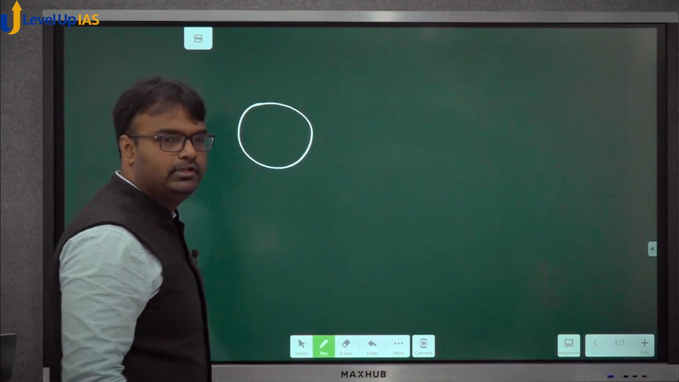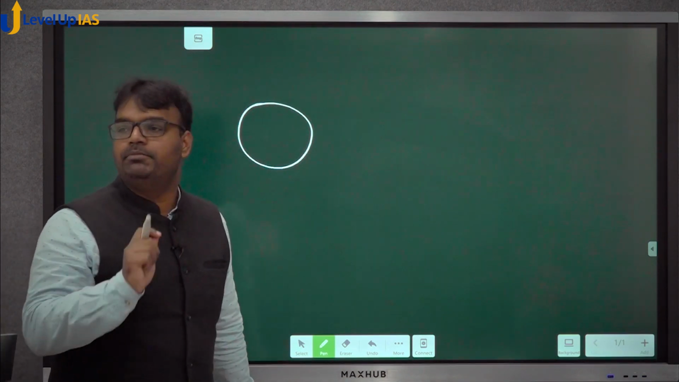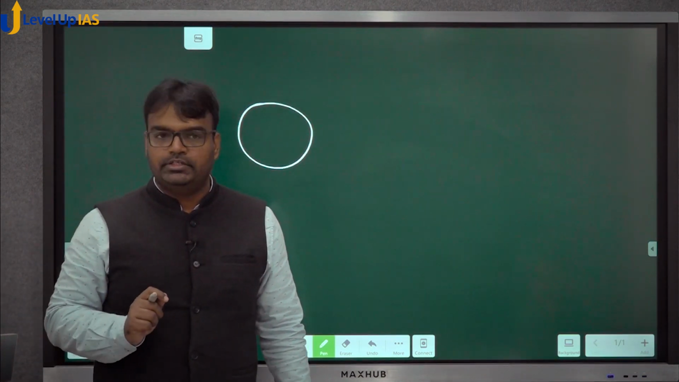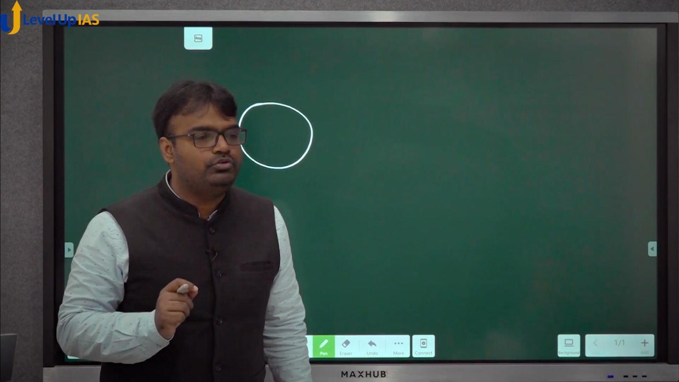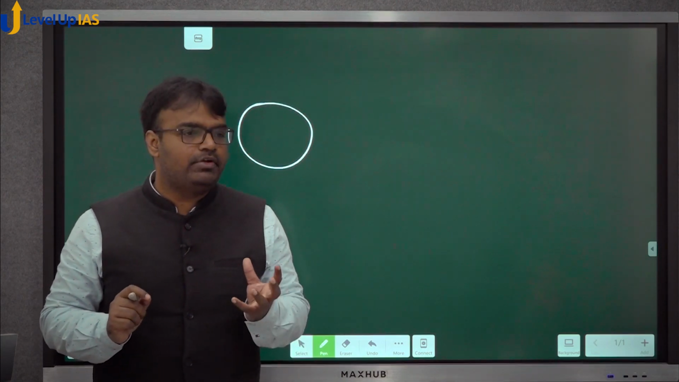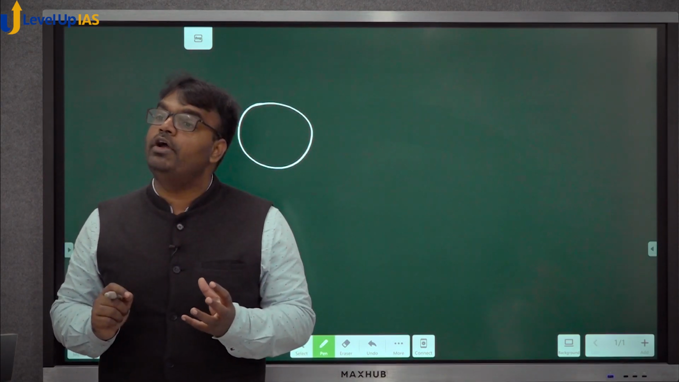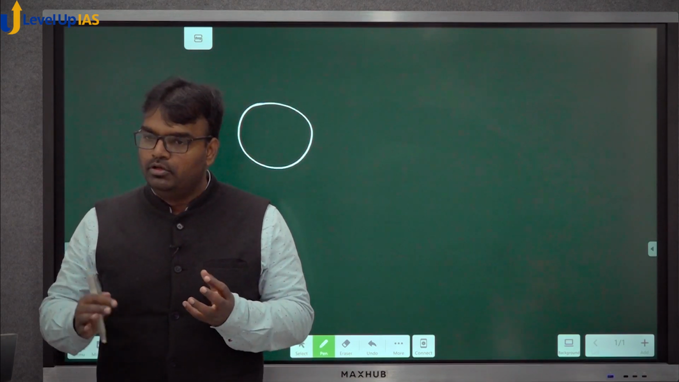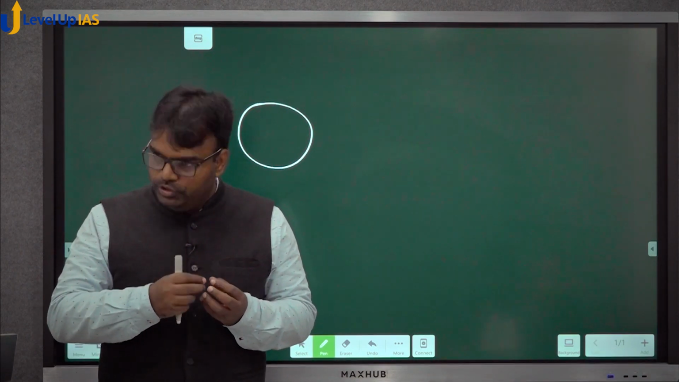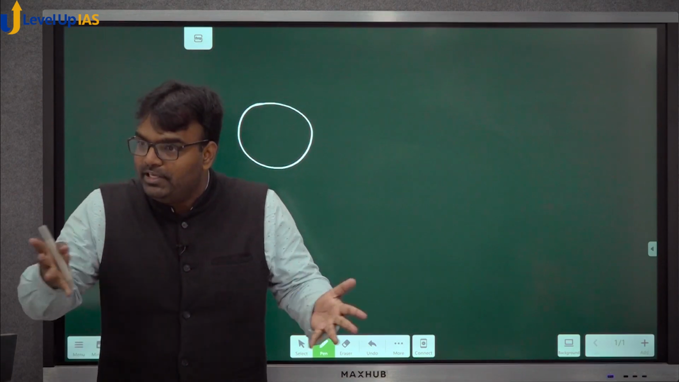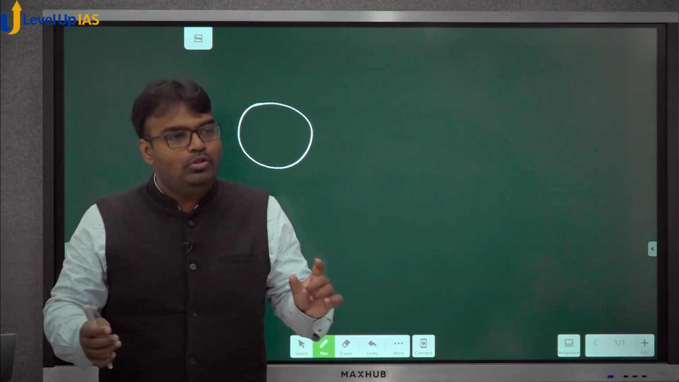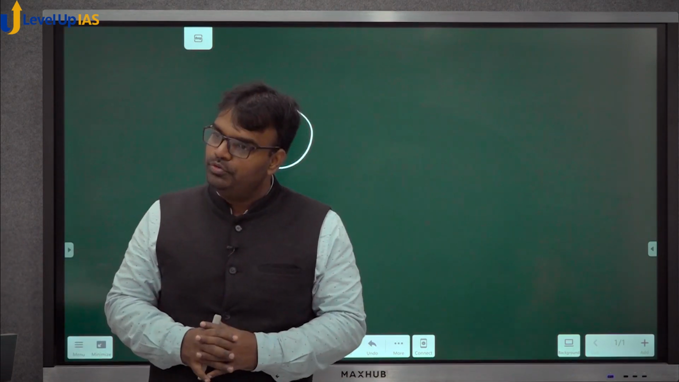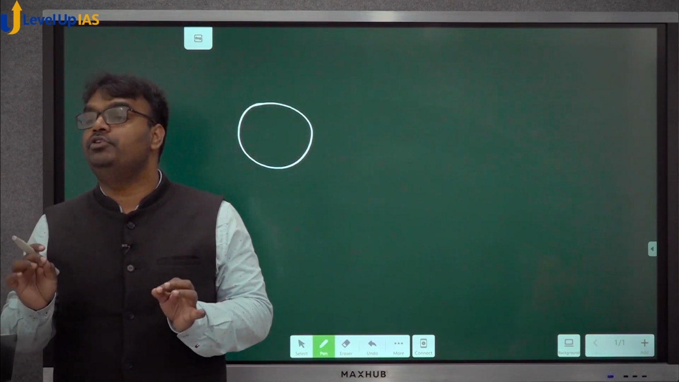Let me draw this cell. Cells are the fundamental unit of life. That is, we are calling cells the fundamental unit of life because a cell can survive on its own. Whatever is required for life to happen, eating of food, excretion, multiplication, all these things a cell can do. And that's why a cell is considered the fundamental unit of life.